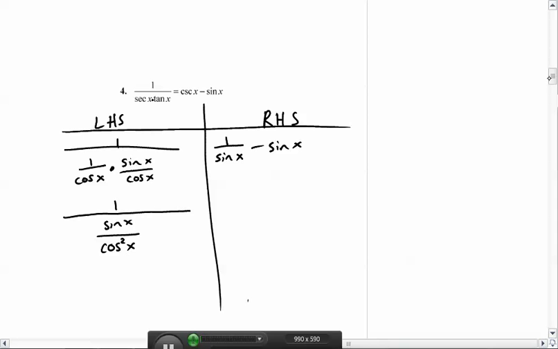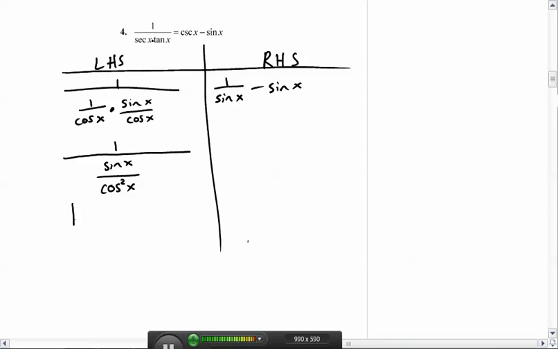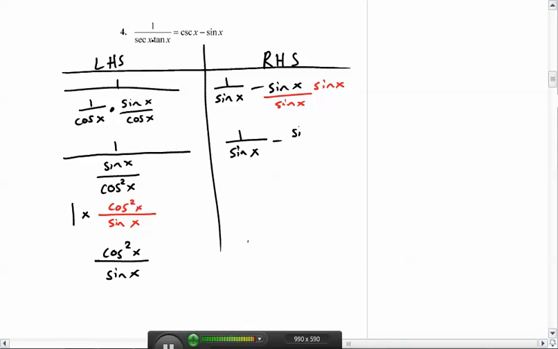And then, if I'm dividing by a fraction, that's the same as multiplying by the reciprocal. I just take the denominator and take the reciprocal. So the left-hand side is equal to cos squared over sine. On the right-hand side, I want to make a common denominator of sine. So I'm going to multiply the second fraction on the top and the bottom by sine. And then I get 1 over sine minus sine squared over sine.